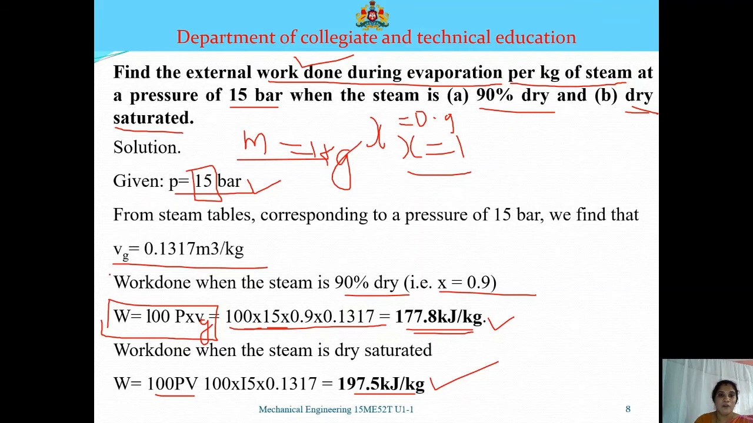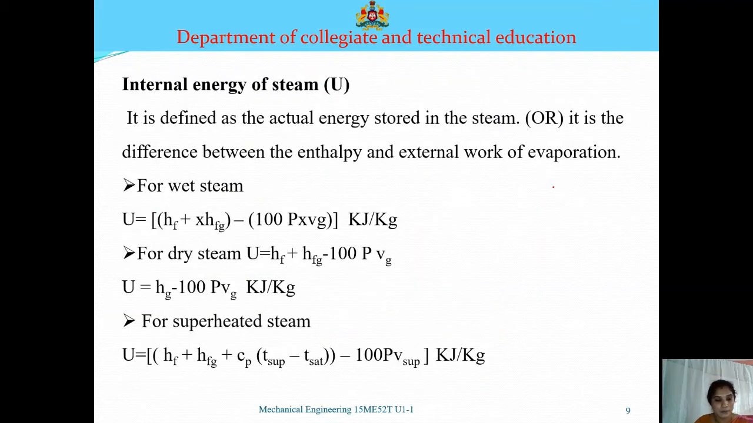This type of question may be asked for 5 marks in the examination. In the previous session, I solved 2 problems, which maybe they will give for 10 marks. But since this problem is very easy and we can solve it directly, it will be asked for 5 marks.